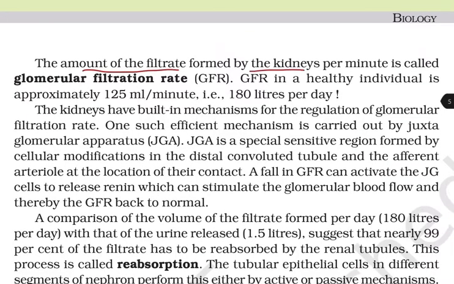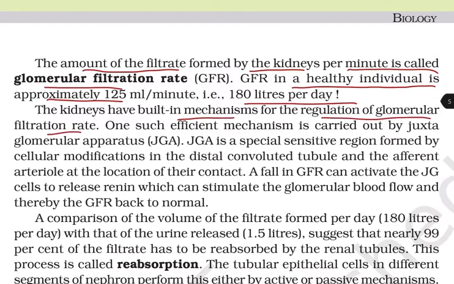The amount of filtrate formed by the kidneys per minute is called glomerular filtration rate, that is GFR. GFR in a healthy individual is approximately 125 ml per minute, that is 180 liters per day. The kidneys have a built-in mechanism for the regulation of glomerular filtration rate.